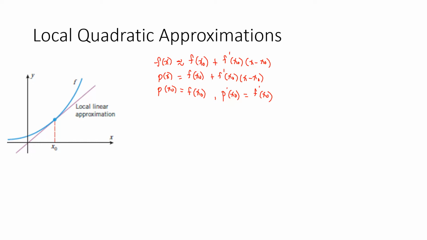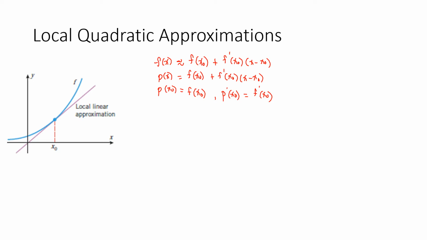As a result, we can expect that the graph of p will remain close to the graph of the function f over a larger interval around x sub 0 than the graph of the local linear approximation. The polynomial p is called the local quadratic approximation of f at x sub 0. To illustrate this idea, let us try to find a formula for the local quadratic approximation of a function f at x sub 0.